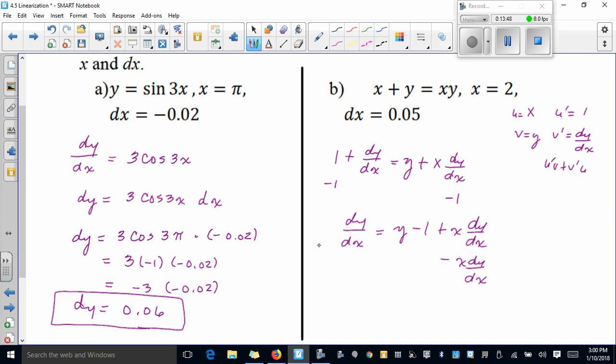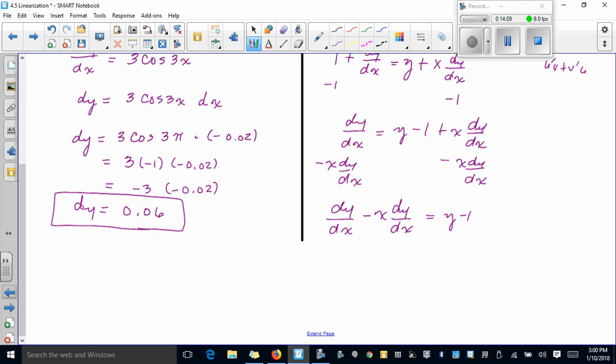We're almost there. We've got to factor out our dy dx. So we have dy dx times 1 minus x is equal to y minus 1. Divide both sides by 1 minus x. And we get dy dx equals y minus 1 over 1 minus x.